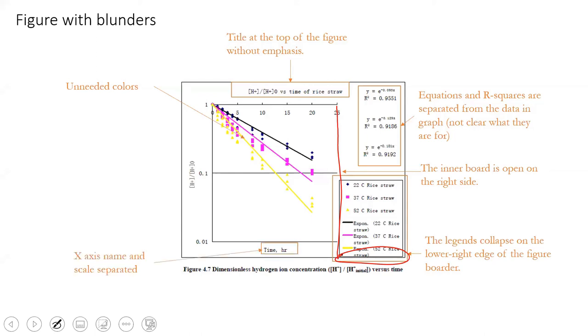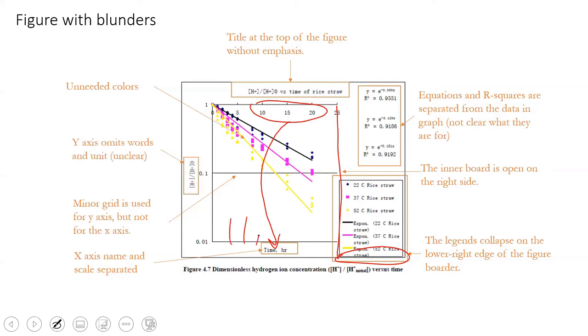The X-axis has a name, but if you look very carefully, the scales are here. I separate it. A minor grid is used here, but there was no minor grid for the X-axis, right? The Y-axis omits words. You see, there is a word here, however, the Y-axis has only symbols. You can find even more problems with this figure.